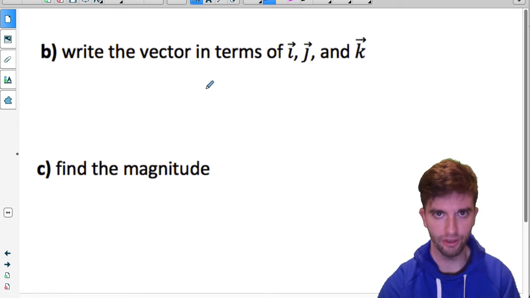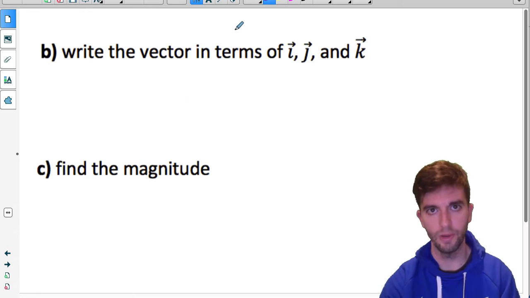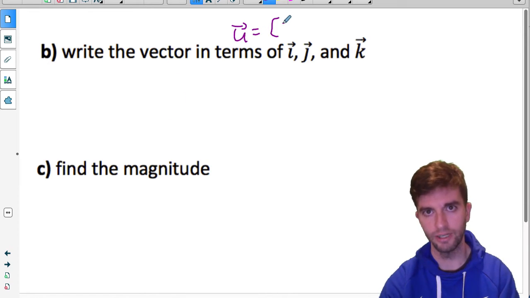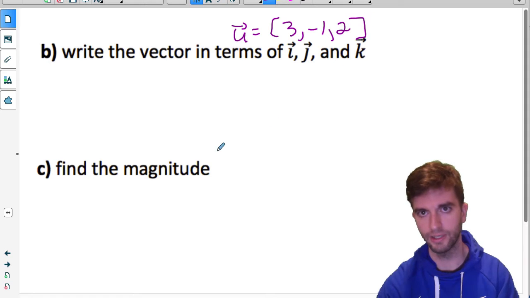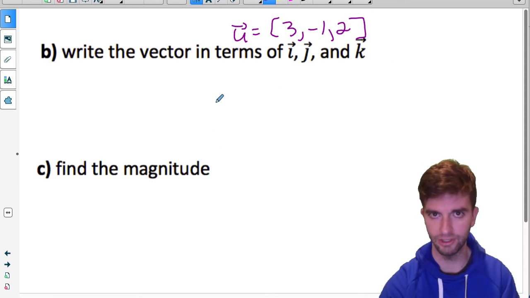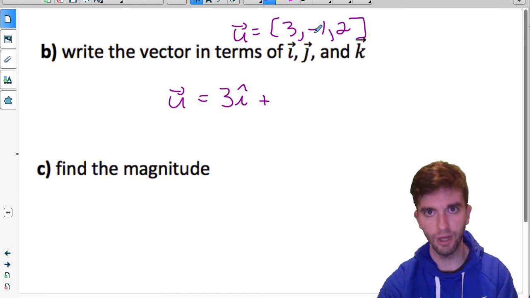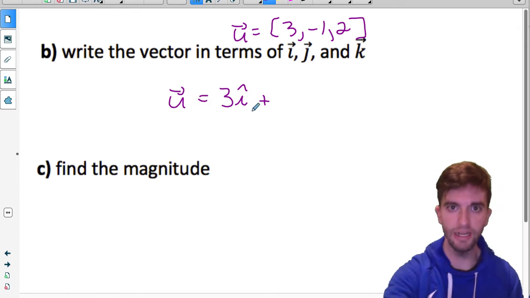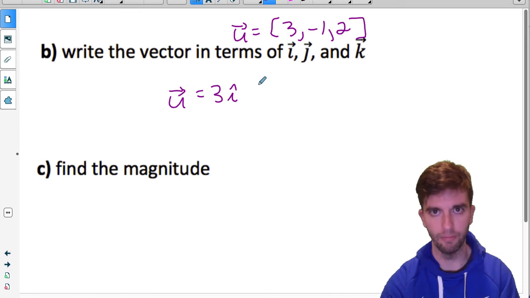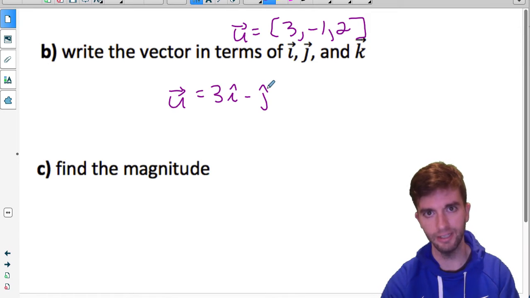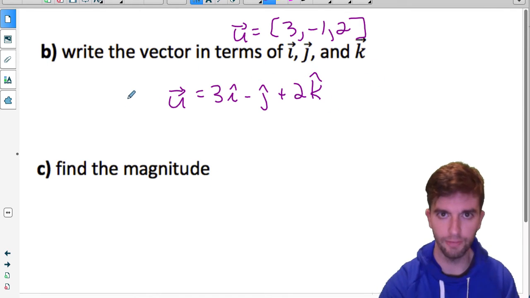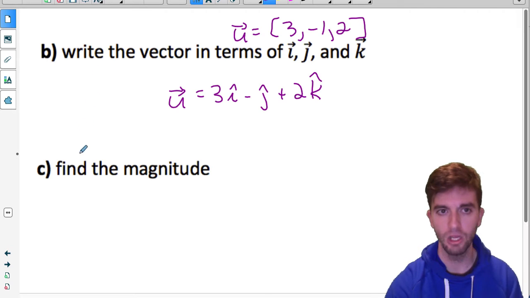Part B asks us to express it as a sum of multiples of unit vectors. So remember, vector u is equal to vector 3, negative 1, 2. So I could express that as a sum of multiples of unit vectors i, j, and k simply by doing the x component multiplied by unit vector i plus the y component multiplied by unit vector j. So plus a negative, I could just write that as minus 1 times unit vector j, plus the z component times unit vector k, so plus 2 times unit vector k. So that's vector u written as a sum of multiples of unit vectors i, j, and k. Part C asks us to find the magnitude, so we can use the magnitude formula we figured out.